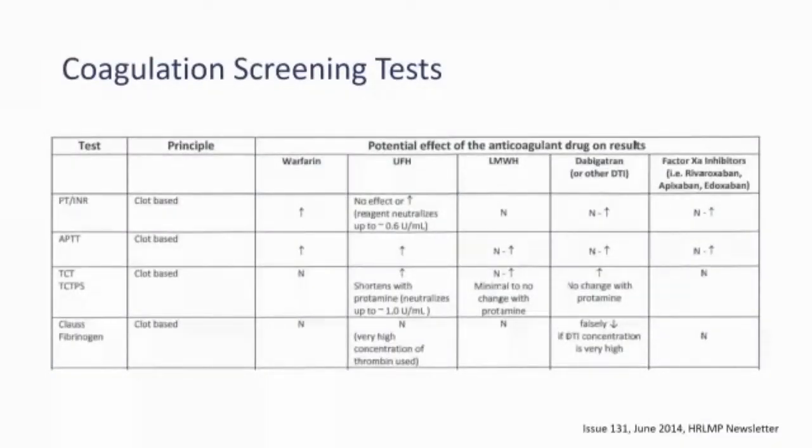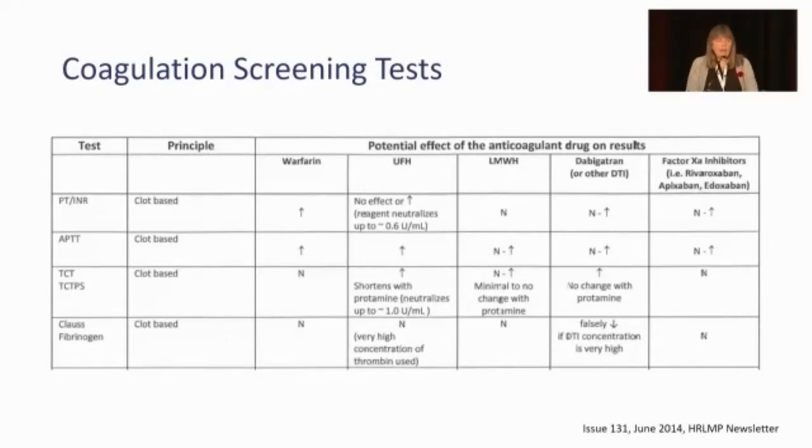So as an educational piece a number of years ago, we have a bi-monthly HRLMP newsletter. And what we put out in this newsletter was a chart for our clinical partners to summarize the general effect of the 5 main anticoagulants on those different test principles. So I'm not going to go through all of this, but you can see that we have the test, the principle of the test, and then the different anticoagulants and the impact that they would have.